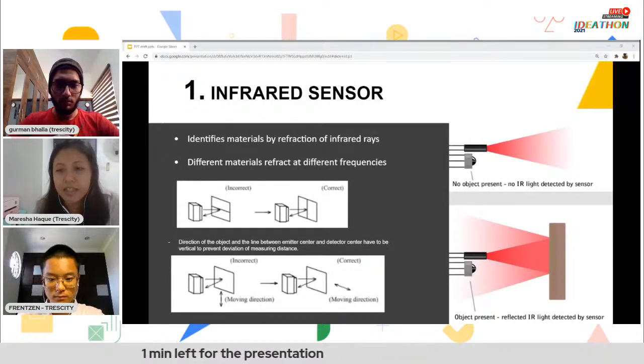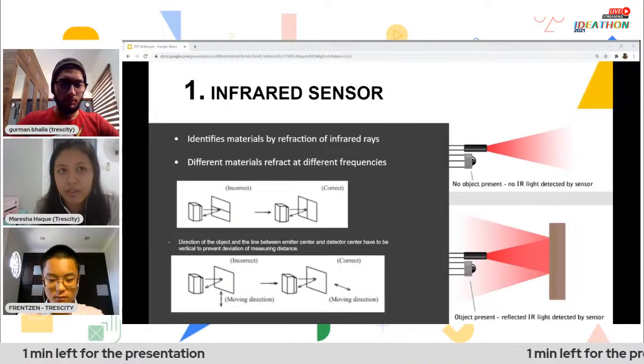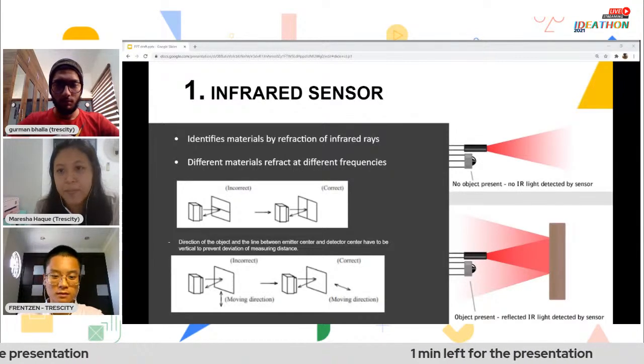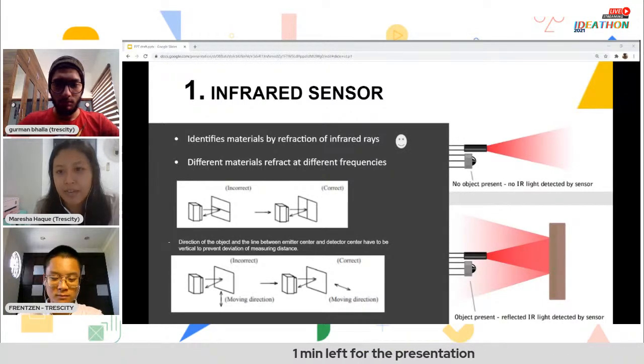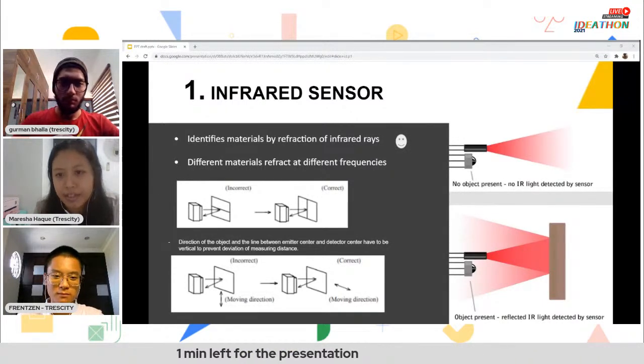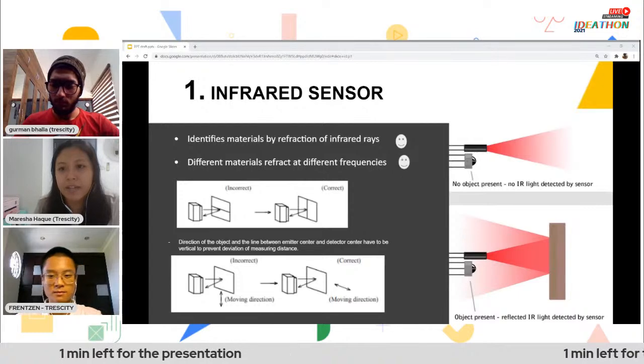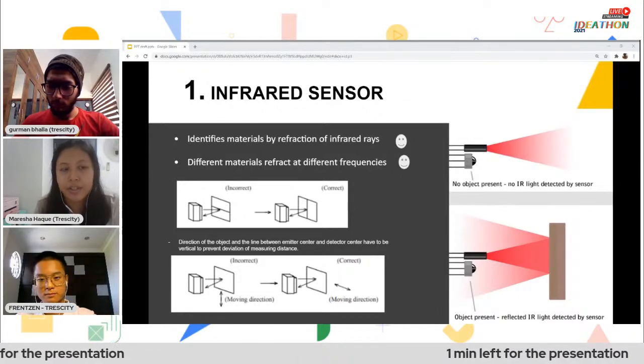Firstly, it identifies the materials by refraction of infrared rays. Then once the materials are identified, they will refract at different frequencies. This will tell apart if the waste is biodegradable or not.